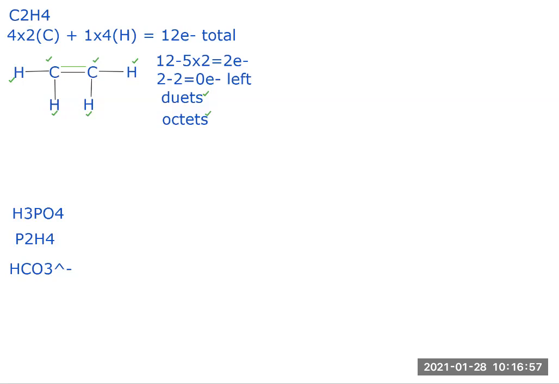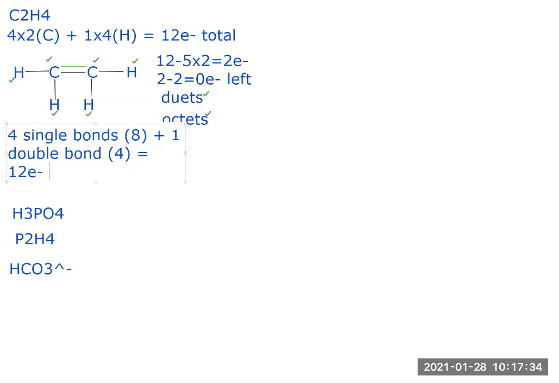And the second thing you want to verify is that the total number of valence electrons corresponds to what you should have, 12 electrons in total. So let's count and verify that this is correct. So we have 4 single bonds, and that's going to be 4 times 2, 8 valence electrons there, plus 1 double bond. And a double bond is 4 electrons. So that's a total of 8 plus 4, 12 electrons total. And that's what we should have. So that's correct. So we have verified that our structure is correct.